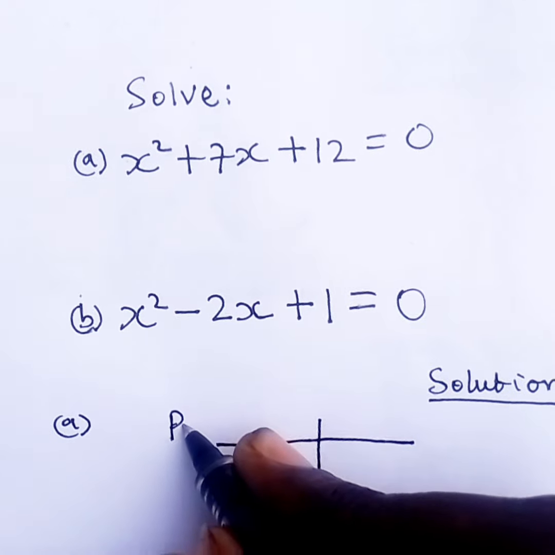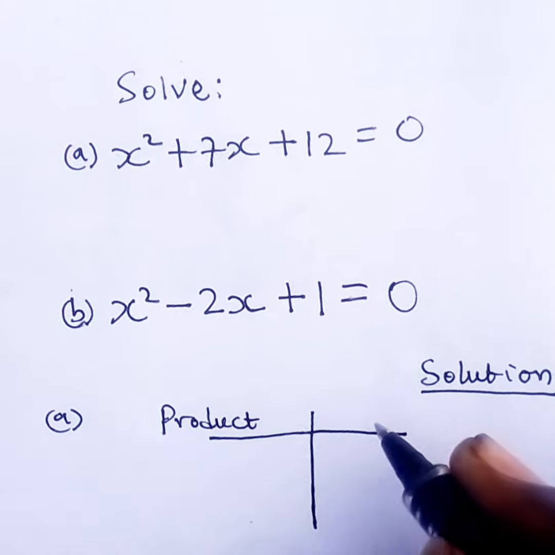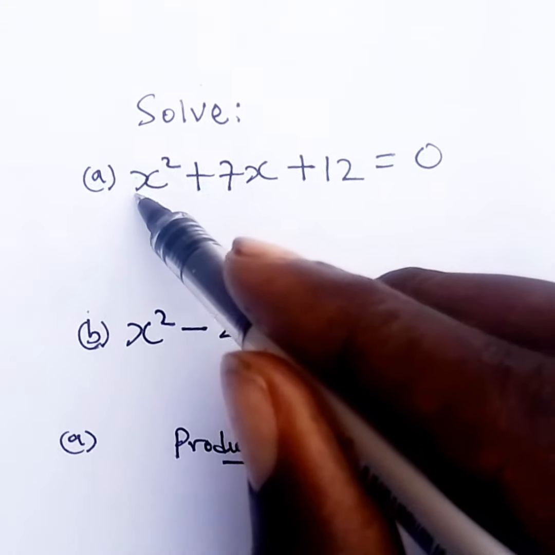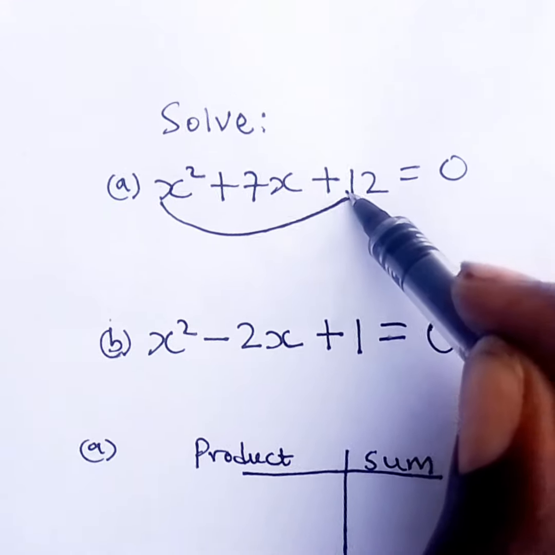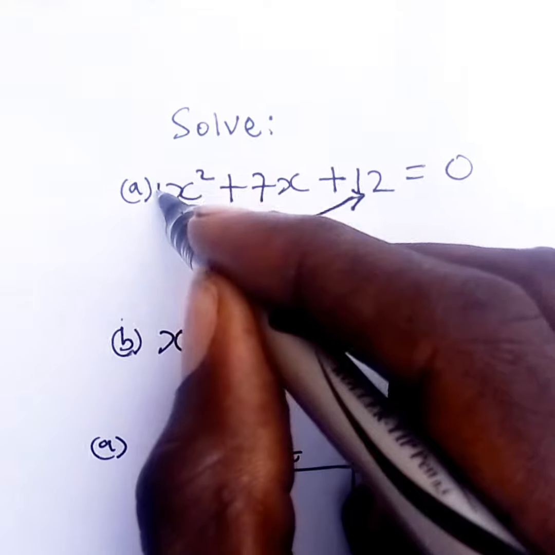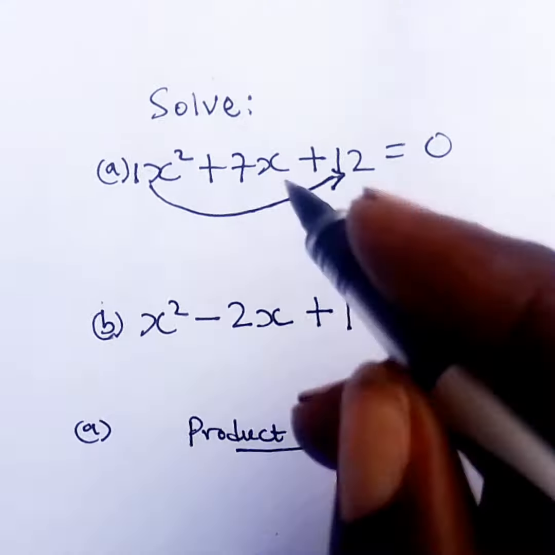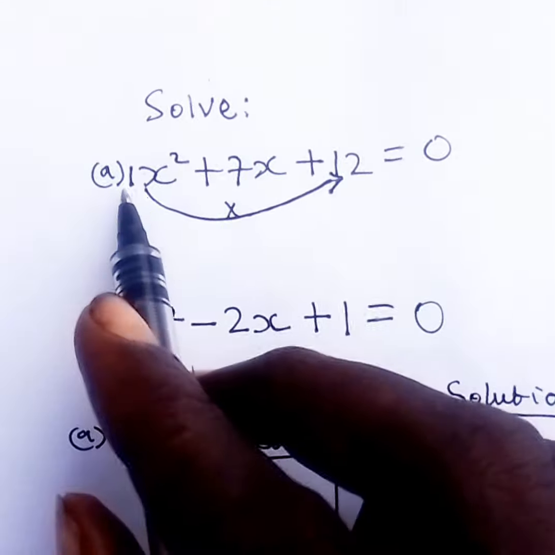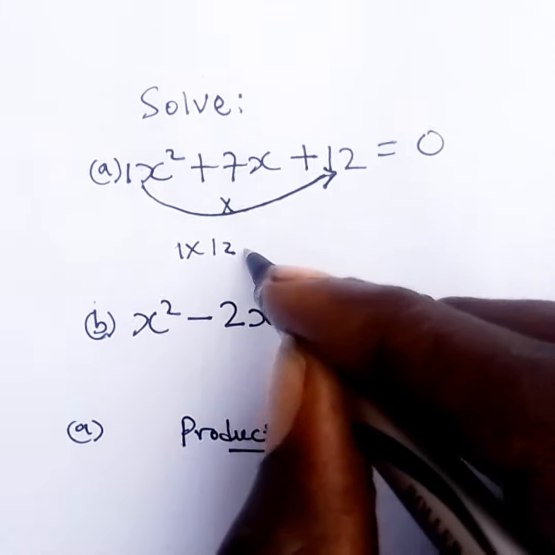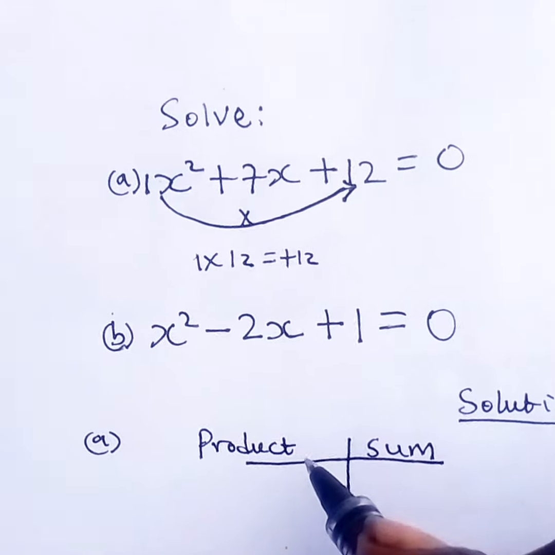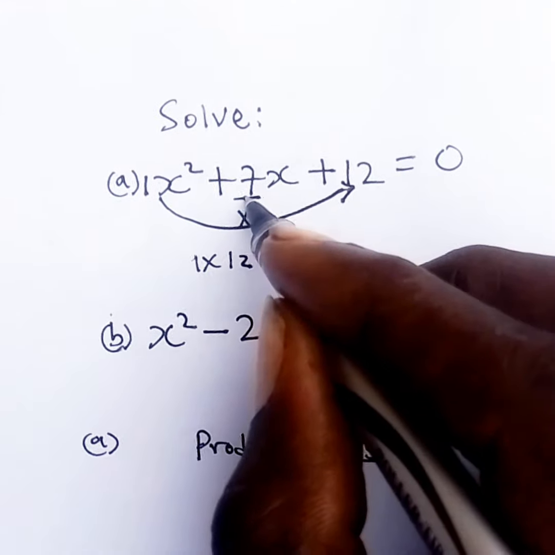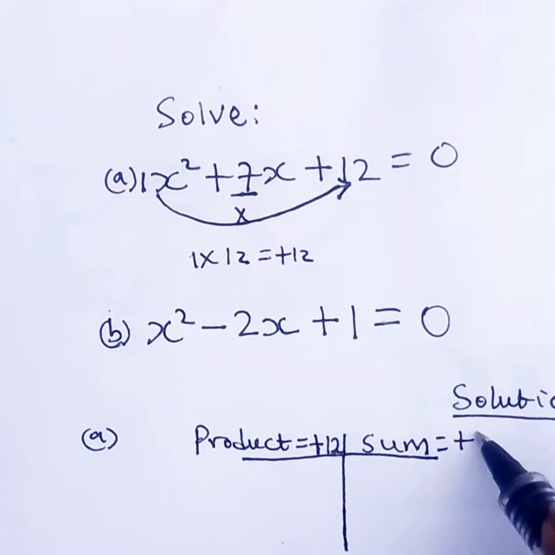On top of the table, we are going to write the product. At the other side, we'll write the sum. The product is gotten by carrying out a multiplication of the coefficient of x squared and 12. Now the coefficient of x squared is 1 here because it is hidden. So the product is 1 times 12, and 1 times 12 is going to give us plus 12. So the product is plus 12. The sum is the middle term here, so the sum is equal to plus 7.